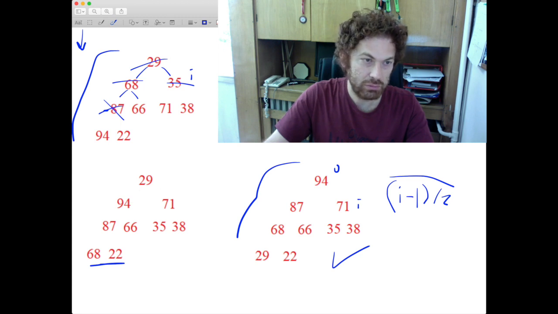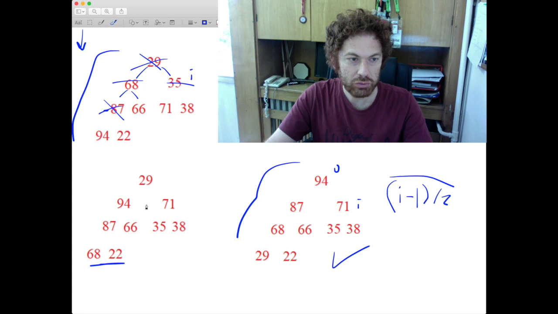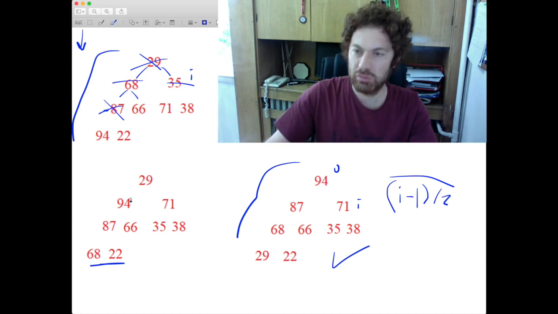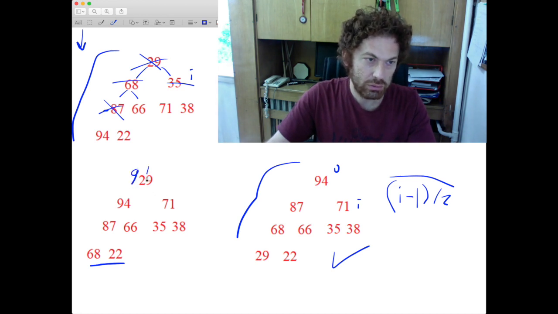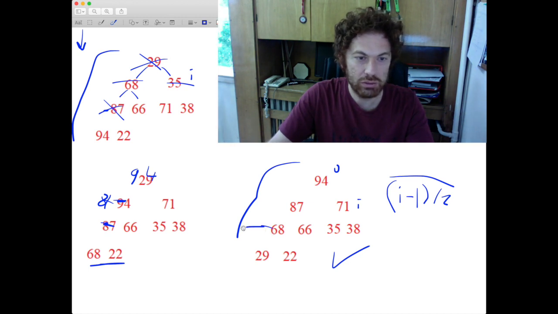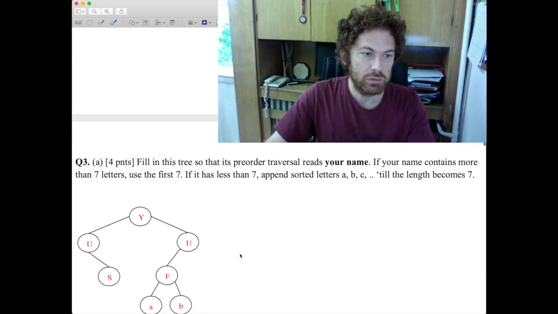And finally, now it is this guy's turn. 29, it should go down. Should it go left or right? I should go to the maximum. I should replace it with the maximum. So 94 here and 29 here. Then 29 should go further down, so 87 here and 29 here, and also one more step because 68 is bigger than 29. Okay, yes, so let's continue.